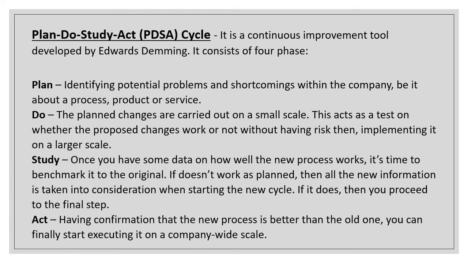Next tool is Plan, Do, Study, Act, or PDSA cycle. It is a continuous improvement tool developed by Edward Deming and consists of 4 phases: Plan, Do, Study, Act. Plan is identifying potential problems. Do is a test on whether the proposed changes work or will not work.